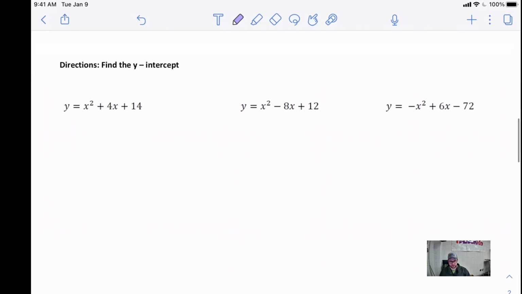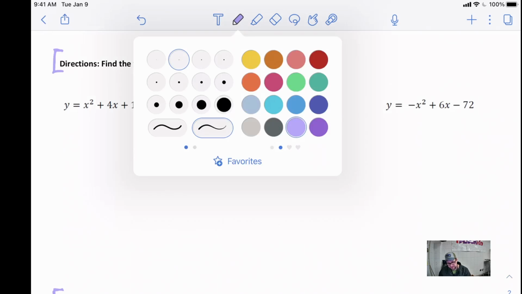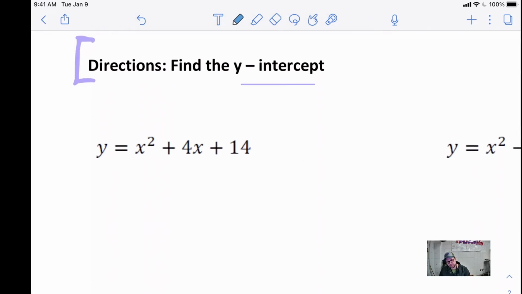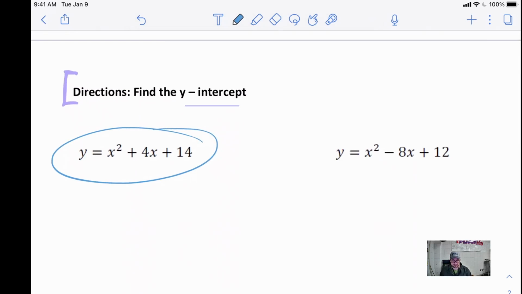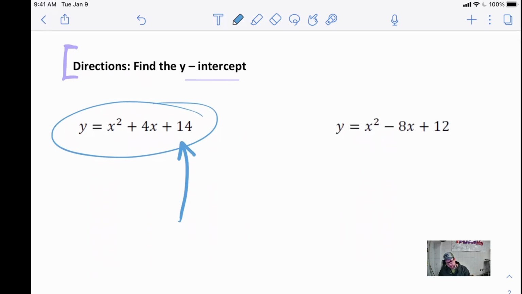Now, here's another one. We actually have 2 more topics: finding the x-intercepts and the y-intercepts. We're going to start by finding the y-intercept first. This is actually a pretty easy process for us. Remember that if I am given an equation written in standard form, which this is, ax squared plus bx plus c, my c value is always going to be my y-intercept. So we've actually made a lot of progress here.